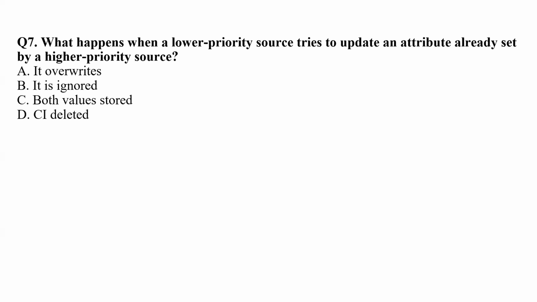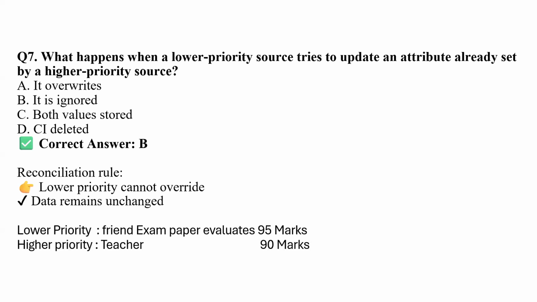What happens when a lower priority source tries to update an attribute already set by a higher priority? Here he is asking, for example, if the teacher already saved 90 marks, and our friend with 95 marks tries to update the marks, then what will happen? It is ignored. Finally, only the teacher evaluation will be stored. So the reconciliation rule says the lower priority cannot override. Data remains unchanged.